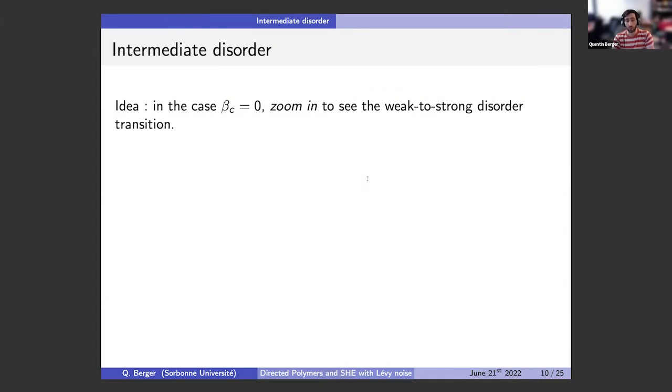Okay, so what is the idea? The idea is that in the case where the beta critical I introduced before was 0, meaning that you don't have a phase transition, meaning that you are always in the strong disorder phase, maybe the right idea is that it's not that you don't have a phase transition, it's just that you're not looking at the correct scale to see it. So the idea is to zoom in around beta equals 0 to see the weak to strong disorder phase transition.